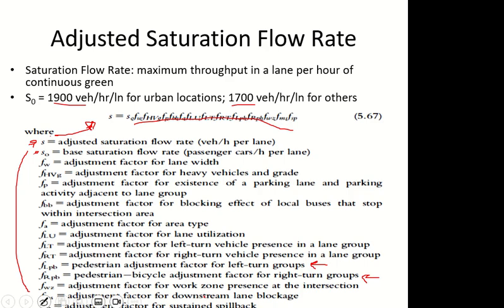Now then we have adjustment factor for downstream lane blockage. So what do we mean? We have two intersections, or let's say one intersection, whatever, and one of the lanes is blocked here because of any reason. So this is called downstream lane blockage. There's any blockage because of maintenance, because of anything. But it is downstream, after the intersection, not at the intersection. So when you cross the intersection, now you cannot continue in this lane, you have to change your lane. This is called downstream blockage.